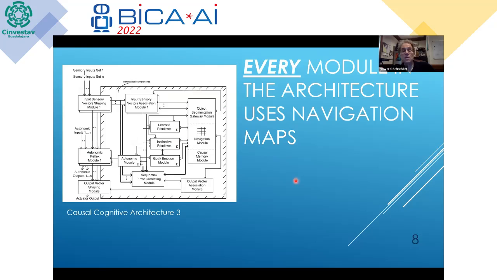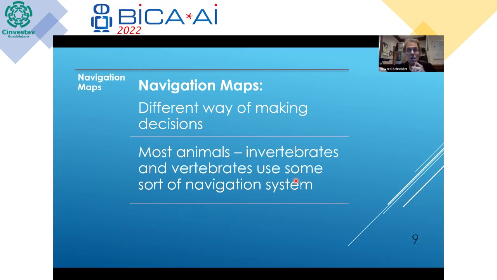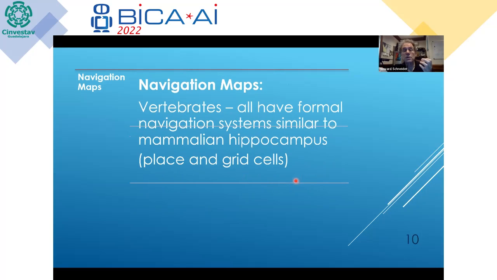I've been presenting these architectures since 2018 at the BICA conference in Prague. Every module in my architecture uses navigation maps, not just for navigation, but for everything. Why am I doing this? You look at the animal world. Invertebrates, with their tiny little brains, have some sort of navigation system. Vertebrates all have navigation systems similar, to some extent, to the mammalian hippocampus.